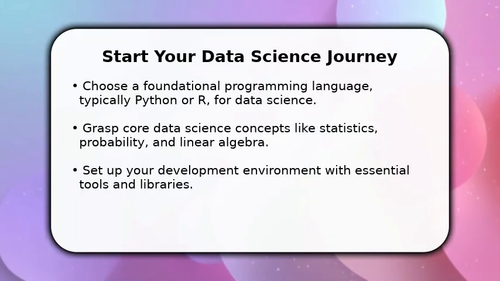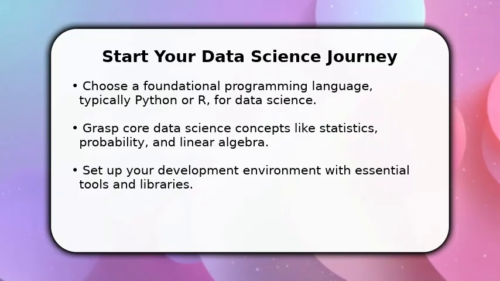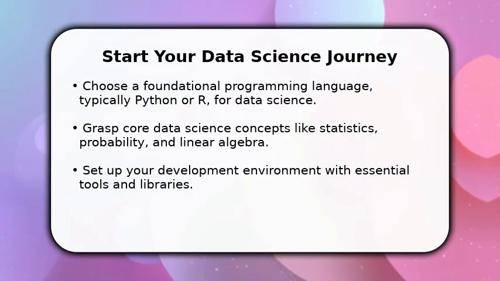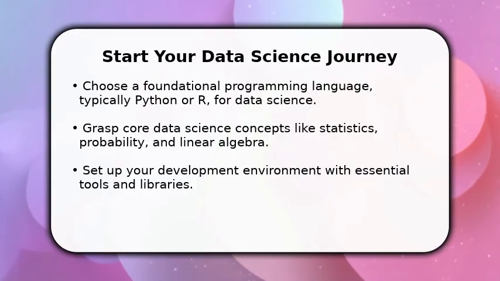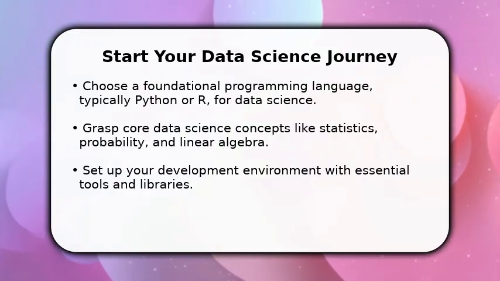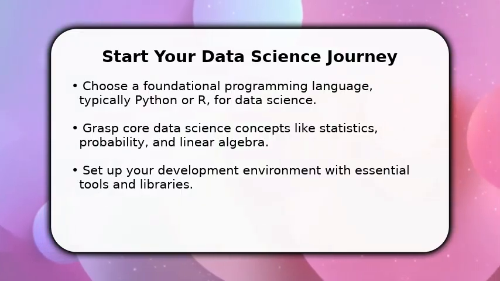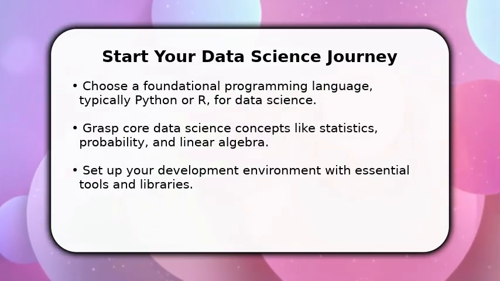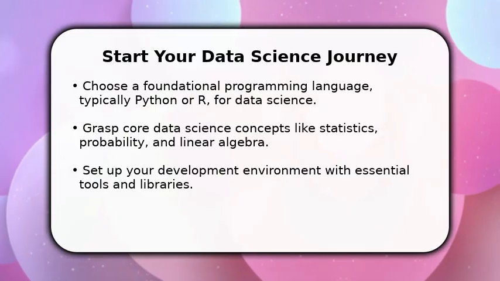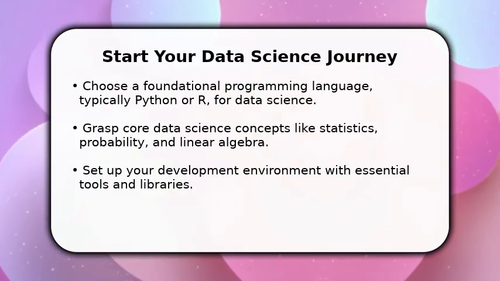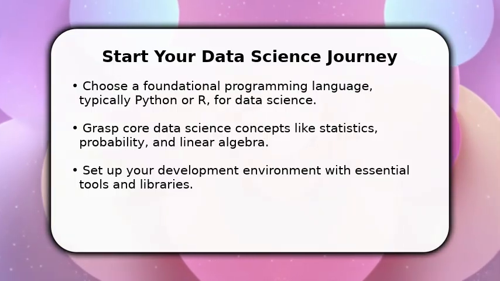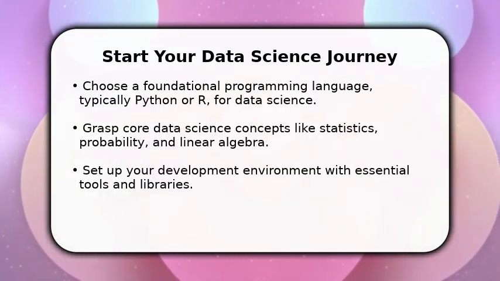In this video, I will explain how to learn coding for data science. First, select a primary programming language such as Python or R. Python is often preferred for its versatility. Next, build a strong foundation in mathematics, including statistics and linear algebra, which are crucial for understanding algorithms. Finally, set up your coding environment, installing necessary libraries like NumPy and Pandas to begin your practical work. This initial setup is key.